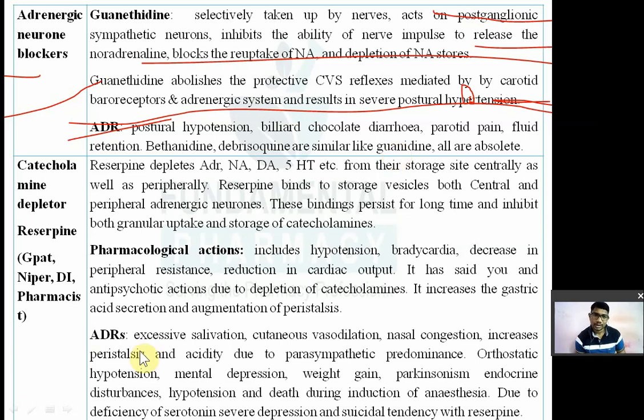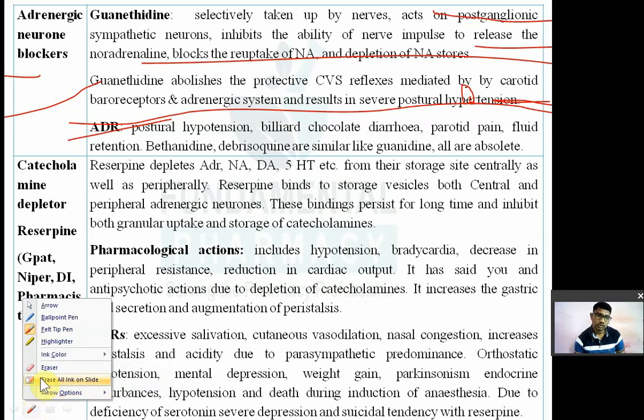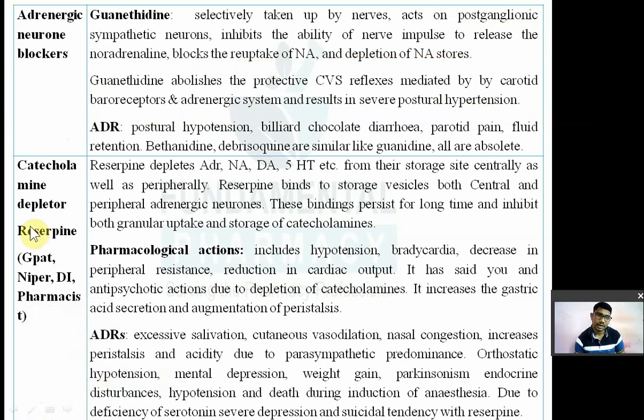So what are the adverse reactions? Adverse drug reactions: postural hypotension, then billiard chocolate diarrhea. Billiard chocolate diarrhea मतलब क्या, बिलरुबिन जो है वो बिलरुबिन एक्सेसिव आपके स्टूल्स में आ जाएगा. Known as a billiard chocolate diarrhea, मतलब स्टूल्स आपके चॉकलेट कलर के हो जाएंगे. Parotid pain, fluid retention. Okay, these are the adverse effects.